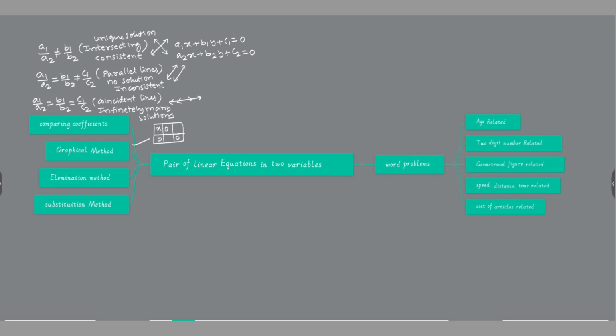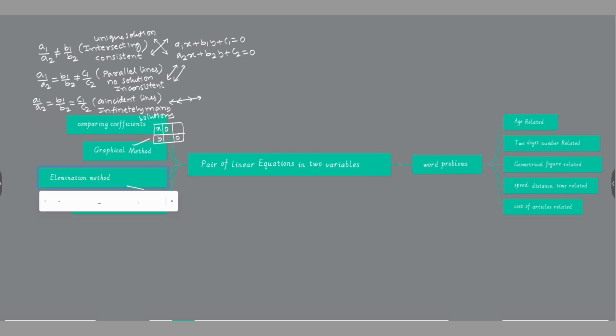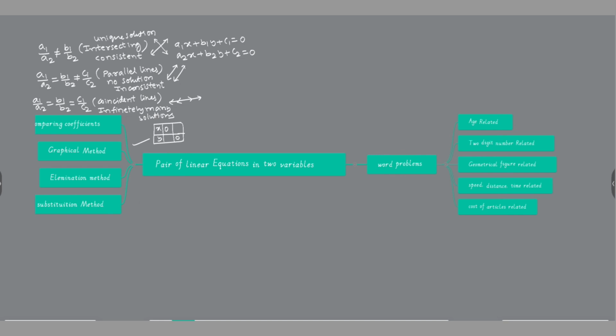Next important topic is the elimination method. Here we make coefficients equal, either x coefficients equal or y coefficients equal, and then we solve the given two equations. This is also important.